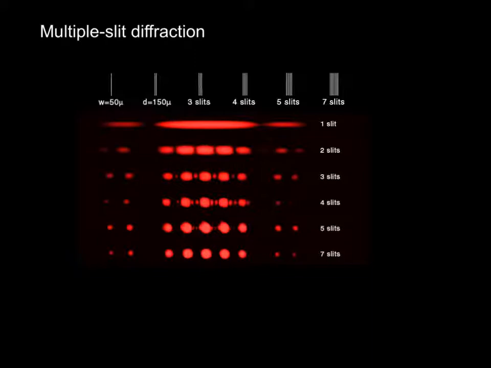But our suffering is not over yet, because now we need to talk about what happens when we have diffraction through multiple slits. So instead of 2, what happens if we have 3 or 4 or 5 or 7 or 25? First we're going to look at this picture and try to figure out what's going on, and later I'm going to show you a graph that will make it much clearer.